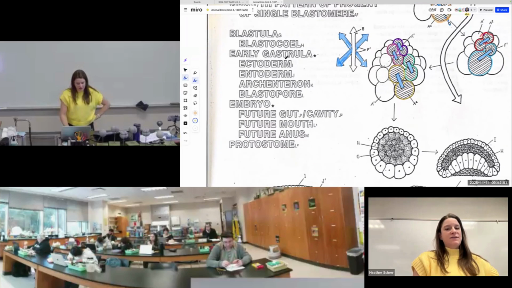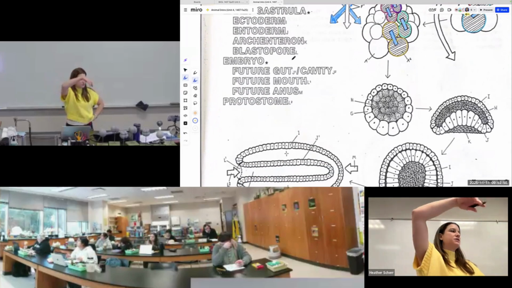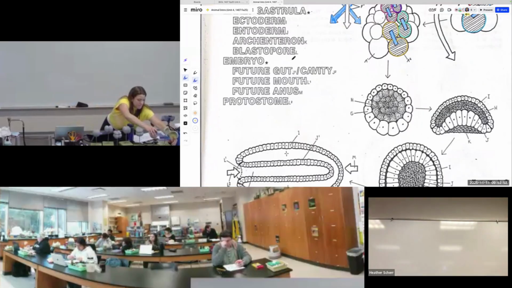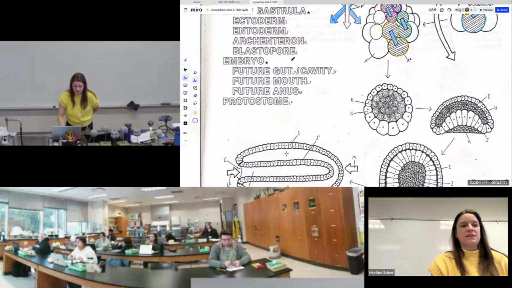Okay, then we get to, after the cleavage stages, what do we get to next? What's the next stage after it goes through all the cleavage? When it ends up like this, but not that, like this. What's that called? Blastula, yeah, the blastula, great. So that's what we're getting to next.